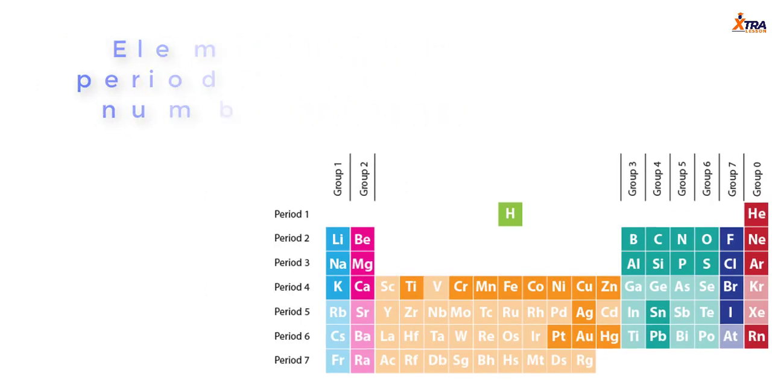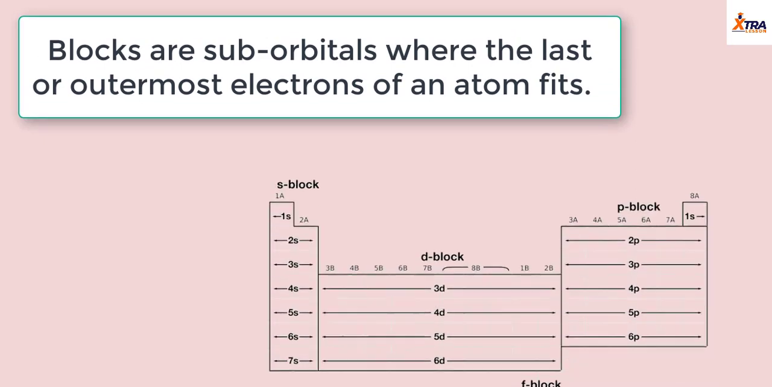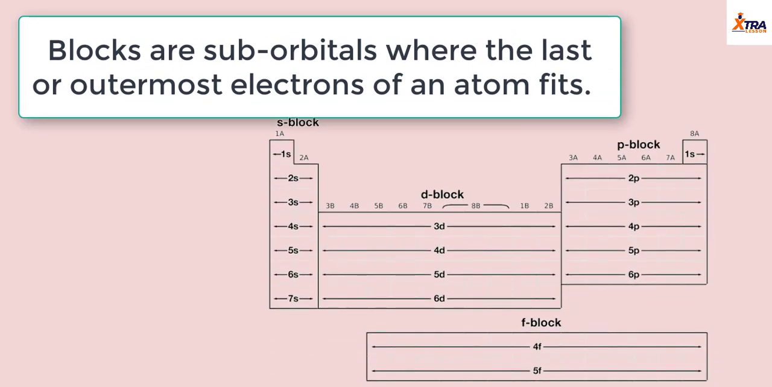And finally, we have blocks. Blocks are suborbitals where the last electrons, or the outermost electrons, of an atom fit. So when you take the electronic configuration of an atom, you distribute the electrons of the atom into suborbitals. The very last suborbital where you have the outermost electron of the atom tells you the block of the atom.